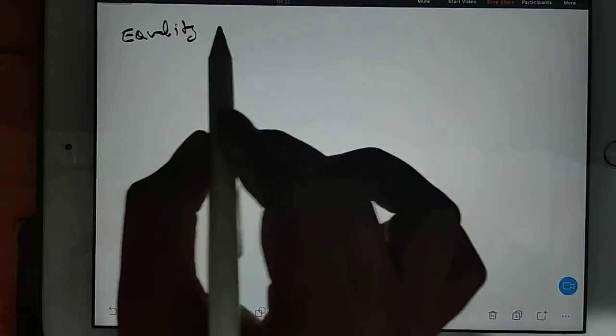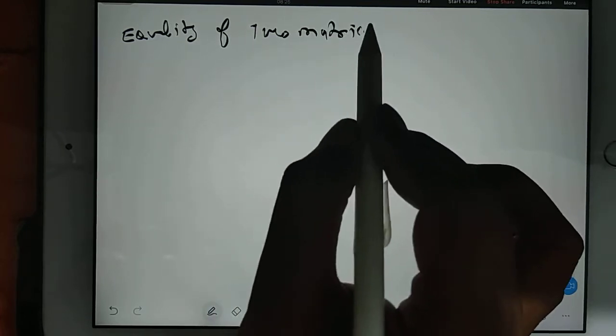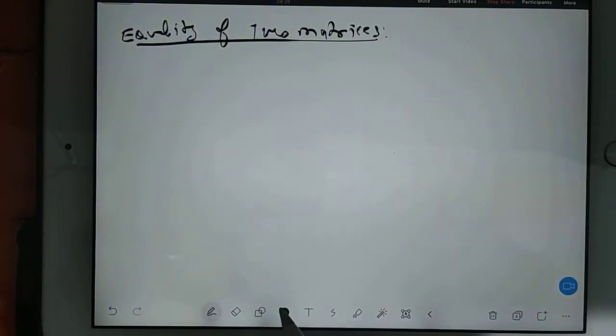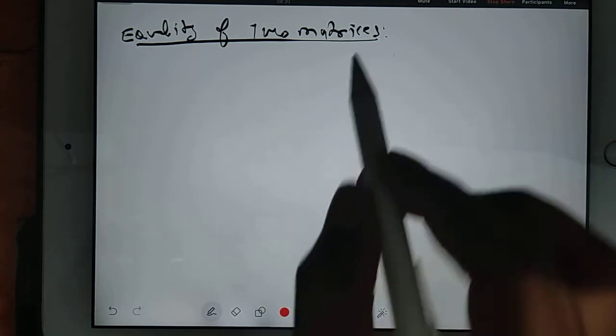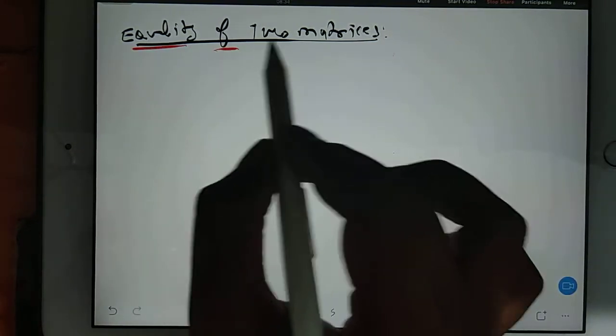So take the heading as equality of two matrices. Heading is equality of two matrices. If my handwriting is not very clear, try to focus on my words also. Equality of two matrices.